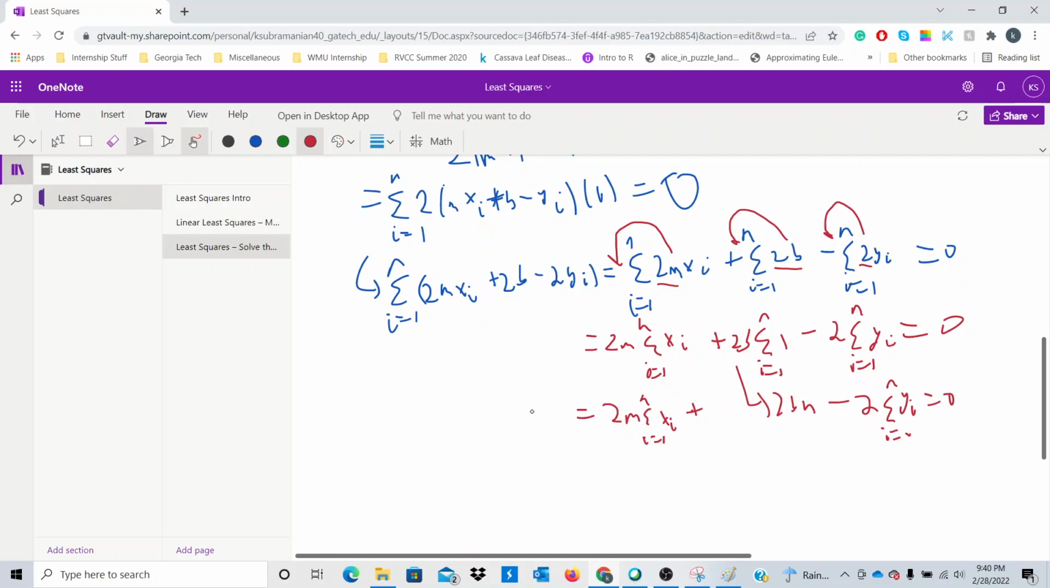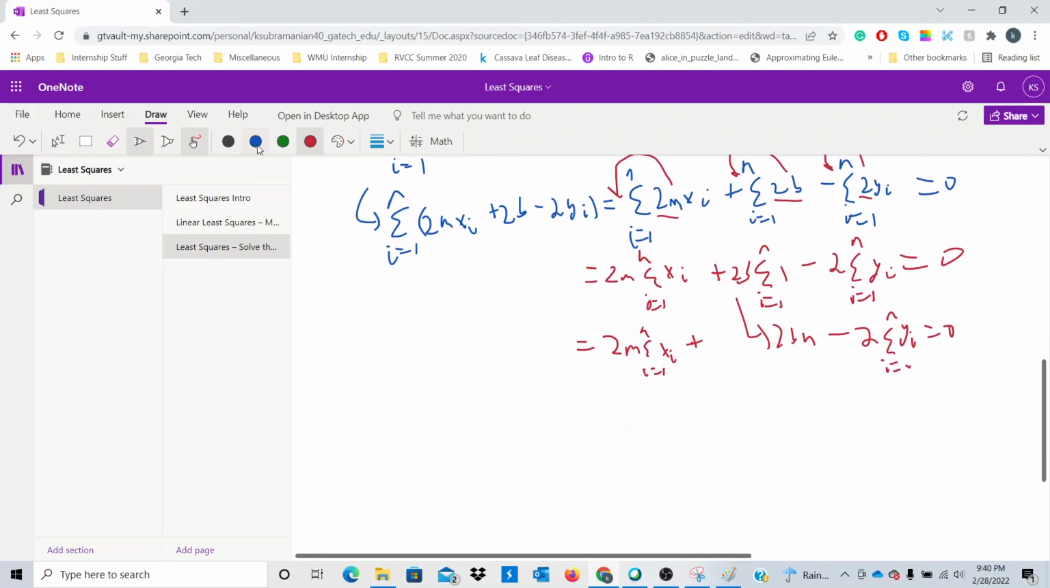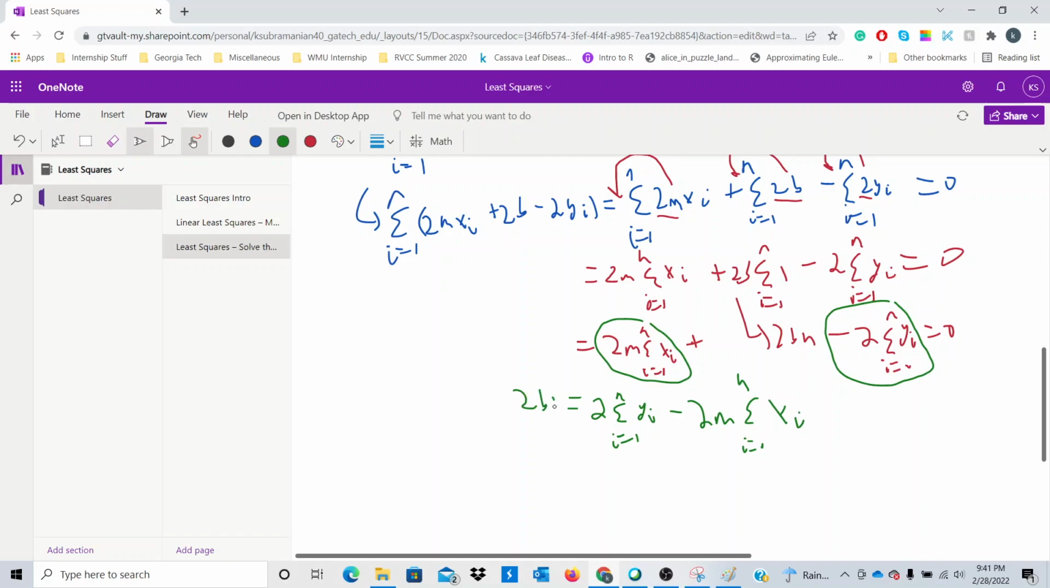Now what's left is to solve for b, so we're just going to use some algebra. We can move this term here and this term here to the other side. What that will give us is 2 times the summation from i equals 1 to n of y sub i, minus 2m times the summation from i equals 1 to n of x sub i, and this is going to equal 2bn. So we're going to divide by 2n on both sides.